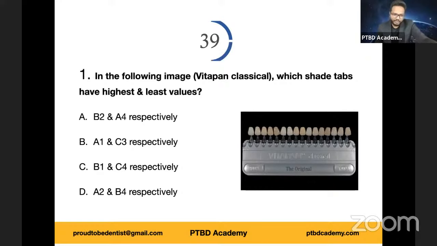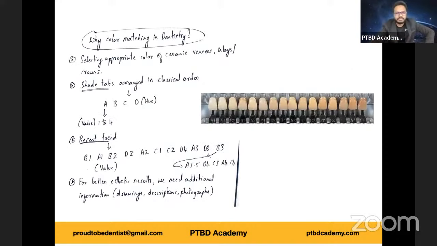I think most of you have already answered this question. Very good. Option C is right answer. In fact, we have seen the sequence as well, right? So starting with B1, which is highest value, and then C4, it has least value or darker in other terms. Also, you can find relevant information over here. So this is a new kind of arrangement where we are arranging the shade tabs in Vita Classic based on values starting from highest value to the left and lowest value to the right. And also you can find some notes which we already discussed this morning.